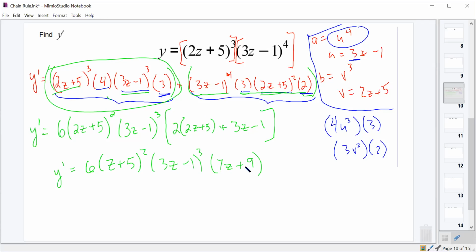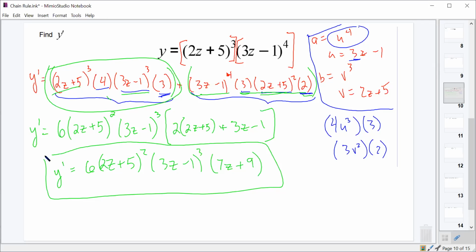And so if I was asking you when this derivative was equal to 0, well, set 2z plus 5 to 0, and we'd end up with 3 values. 1 from here, z equals negative 5 halves. 1 from here, z equals a third. And 1 from here, z equals negative 9 sevenths, which we wouldn't have been able to just see from looking at the 2 terms being added together. We can only see that one once we factored it out. Everybody good with that?